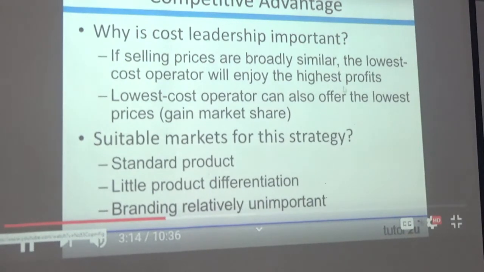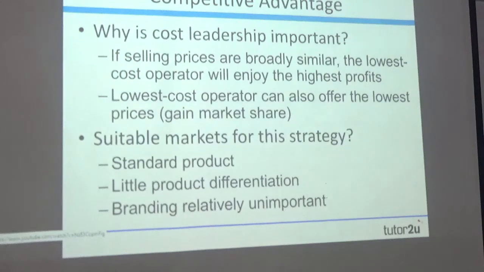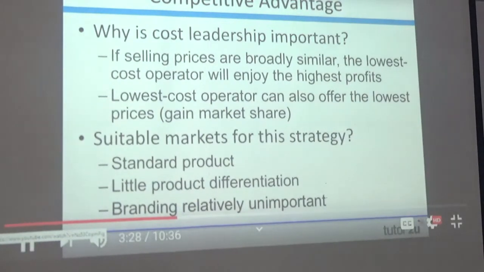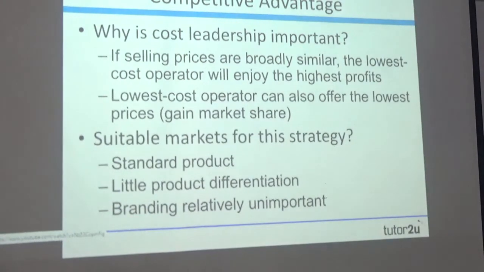Similarly, if the lowest cost operator wishes to adopt a strategy of building market share, because its costs are low or lowest, it will be able to offer lower prices than the competition. And depending on the price elasticity of demand, that may allow it to grow market share. What kind of products is this suitable for? A low-cost strategy? Well, this has changed over the years, but it was often said that the best products for this were those which don't require much differentiation, don't require much personalisation, and potentially products where branding is less significant.